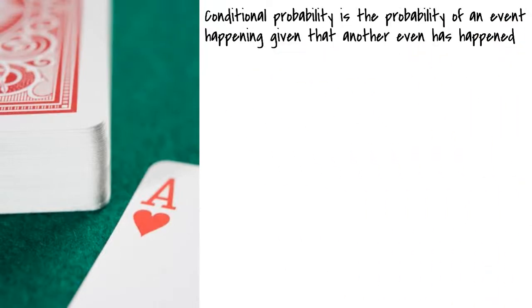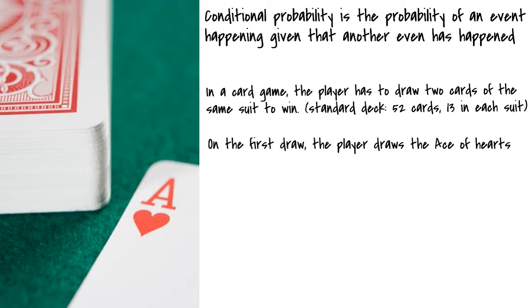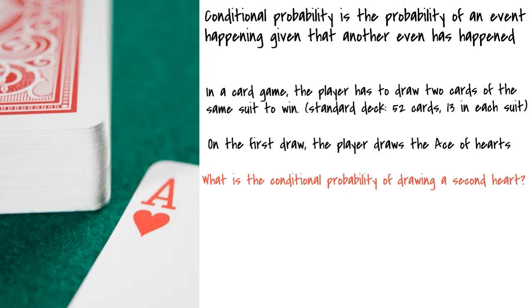Let's look at one more example of conditional probability. In a card game, the player has to draw 2 cards of the same suit to win from a standard deck of cards. On the first draw, the player draws the ace of hearts. What is the conditional probability of drawing a second heart? The probability of drawing a second heart is 12 over 51.